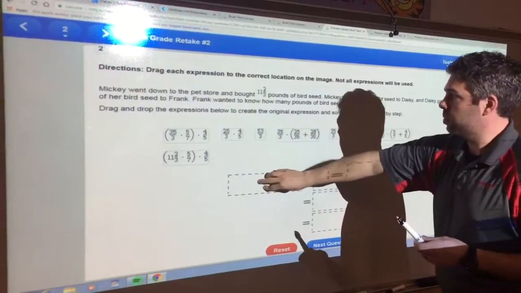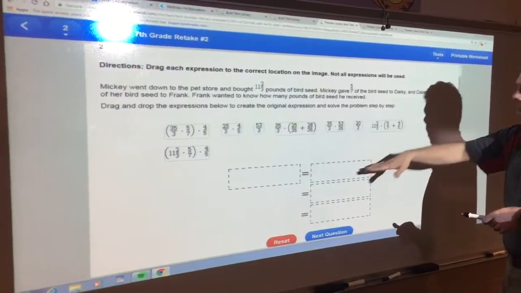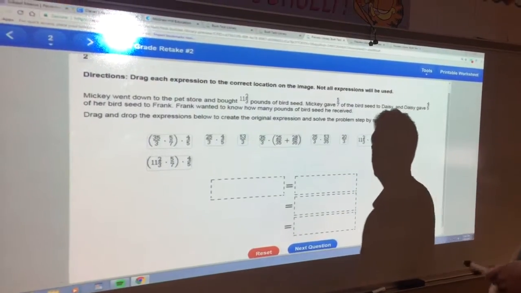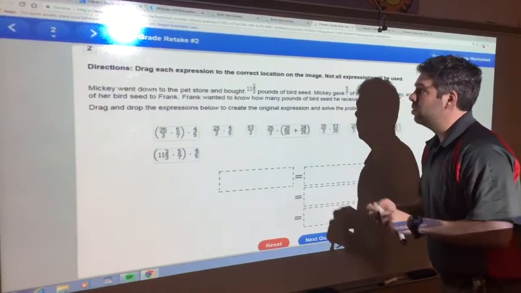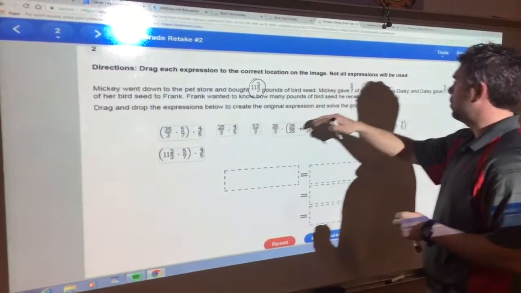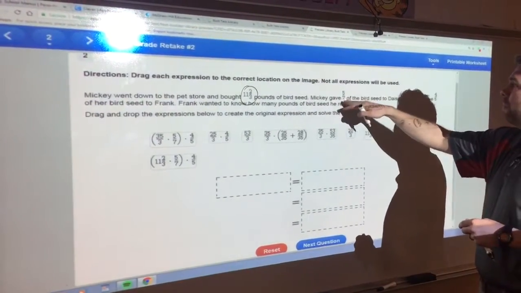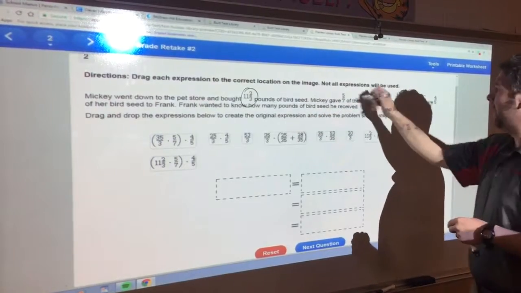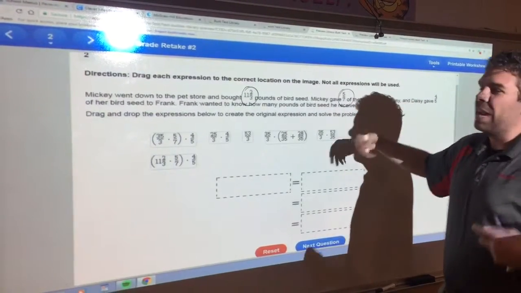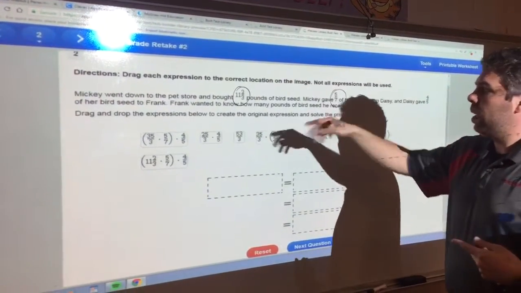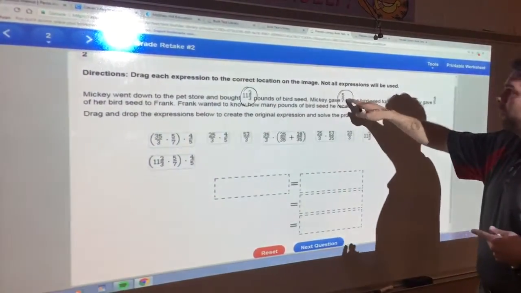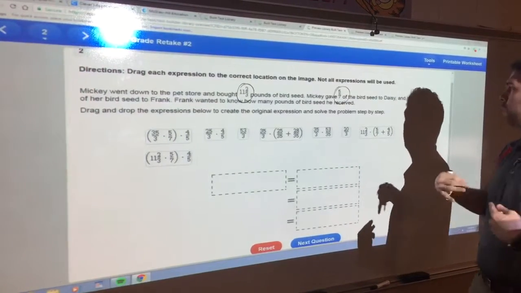So we're going to put the original expression here and solve the problem step by step after that. Originally we start with Mickey, who bought this 11 2/3 pounds. It says he gave 5/7 of that to Daisy. So 5/7 of something, "of" means multiply. So we're going to be multiplying 11 2/3 times 5/7. That's what Daisy's going to get.